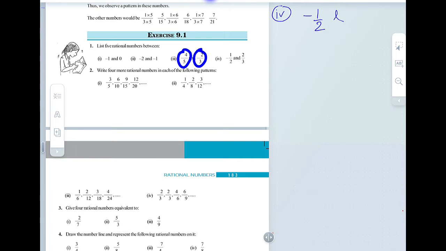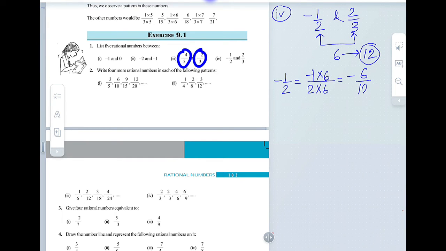Minus 1 by 2 and 2 by 3. Again see 2 and 3, the LCM is coming as 6. So to be on the safe side, I am taking a multiple of 6, which is 12. See, minus 1 by 2 will be converted to an equivalent fraction where the denominator must be 12, so it is coming as minus 6 by 12. And for this one, 2 by 3, again the denominator will be converted to 12, and it is coming as 8 by 12.